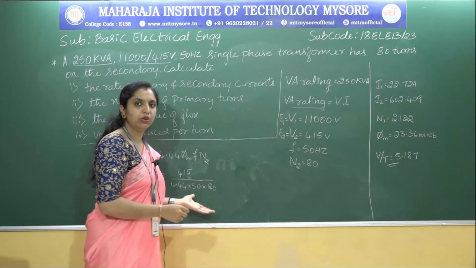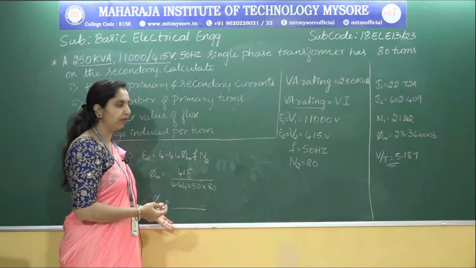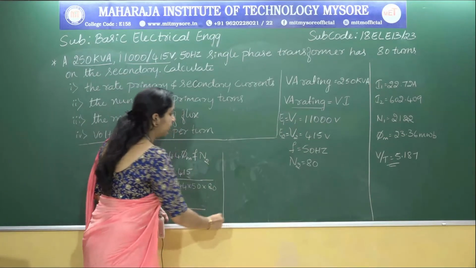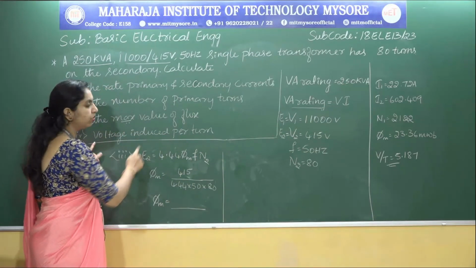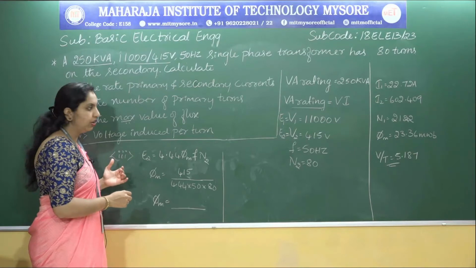Remember, we need to express the flux in terms of Weber. And in the next part, that is the fourth part, voltage induced per turn.